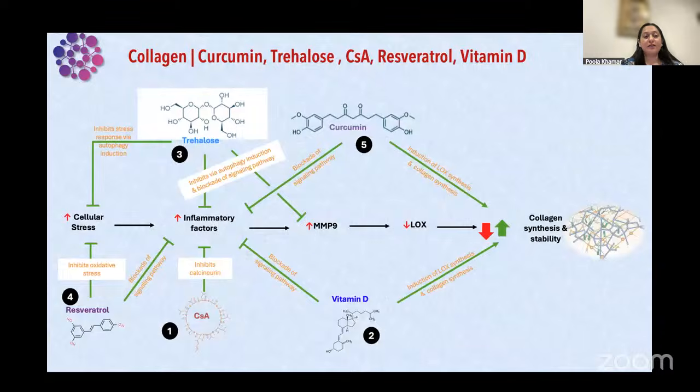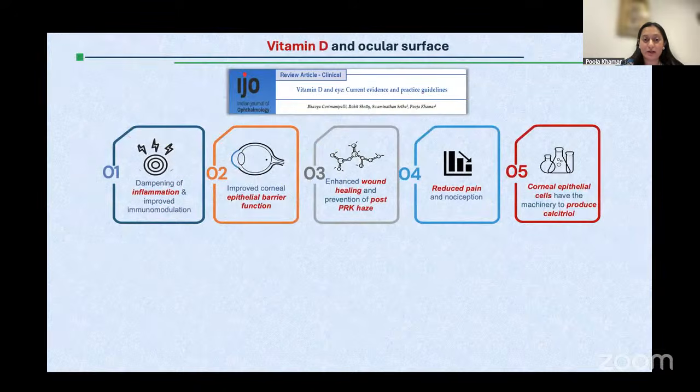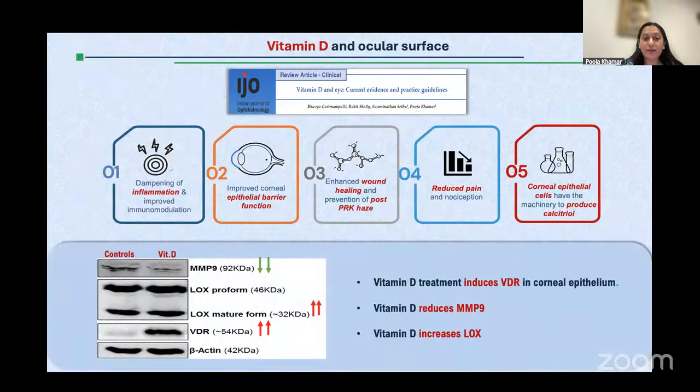But this is not it. There are multiple other drugs, like resveratrol, vitamin D, curcumin as well. Together, these therapies attempt to restore ocular surface homeostasis, and we have to find the right drug for each patient, and probably a biomarker kit would help with that. Now, vitamin D, we all think that we have ample amount of vitamin D, and why would we talk about vitamin D in the eye?